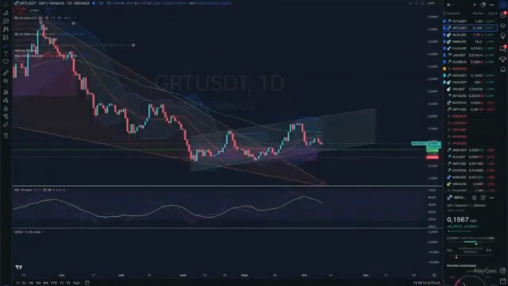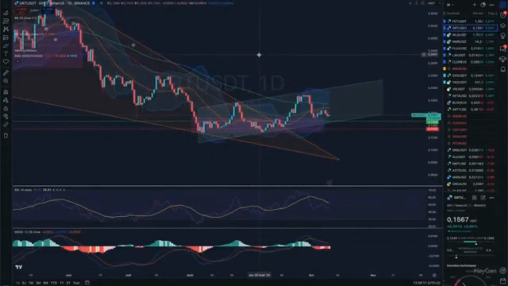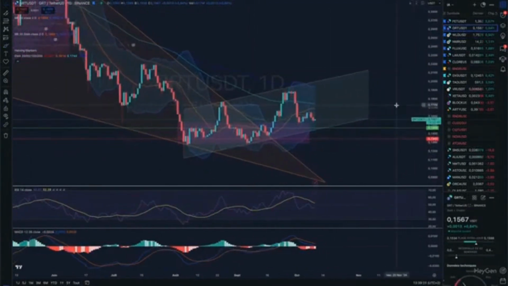Alright, let's start with the cryptocurrency GRT. There is no particular order, I'm just taking them from the list I have in front of me, I don't have a specific order. So here we start with the cryptocurrency GRT.